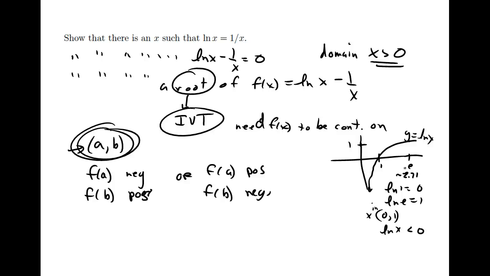Ooh, sounds good. She has a good strategy. Pick an a that's less than 1, and pick a b that's bigger than e. Let's try it out.